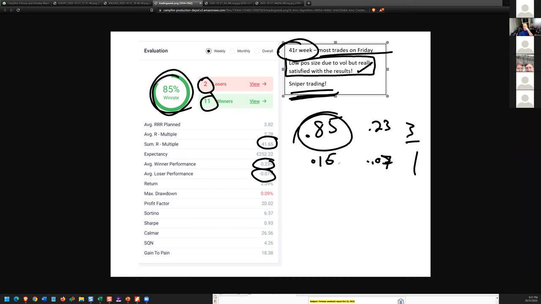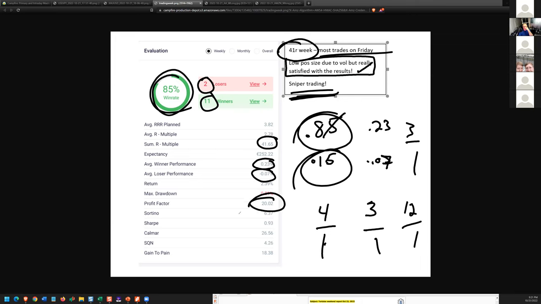So here's a coin flip. If we just rounded that off to 80, it's a 4-to-1 coin flip. 4 times you win, 1 time you lose, and when you win, you make 3 times the size of what you lose. So that's a 12-to-1 ratio there. Beautiful profit factor. Excellent Sortino and Sharpe, Calmar, SQN above 4. 18-to-1 gain to pain. I mean, that's why they're letting him trade with their money.